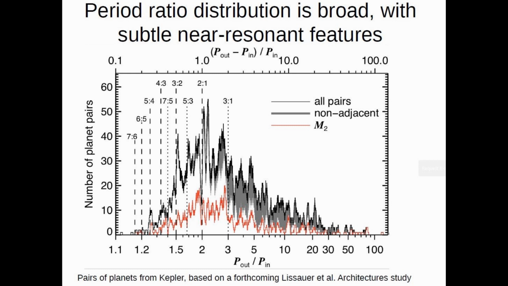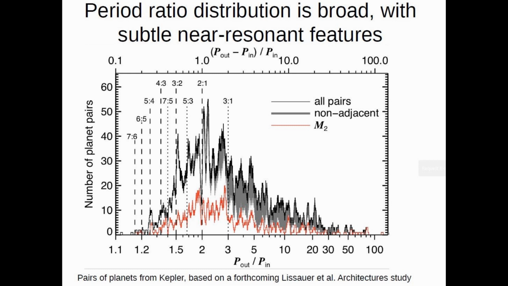The other thing I want you to notice, especially for this talk, is that there are some features near the resonances. So I've helpfully labeled the resonances here. 2 to 1 is the one I just mentioned for Kepler 30. And it has a peak really close to it. Not exactly on it, but slightly off to the side. And then 3 to 2 is another one that's populated quite well with a big spike here that's much bigger than the baseline.